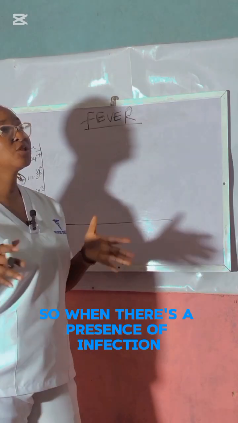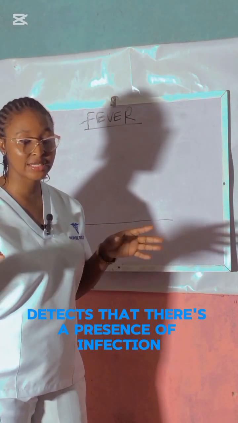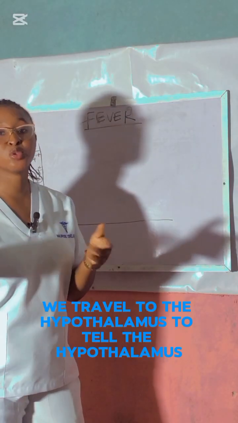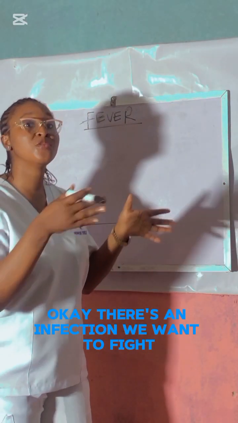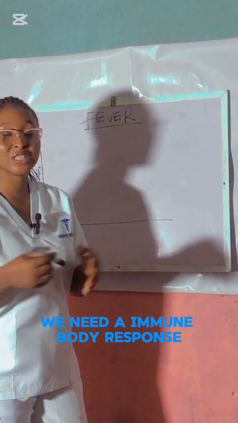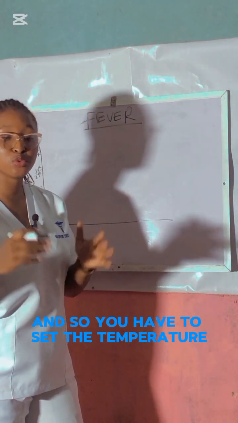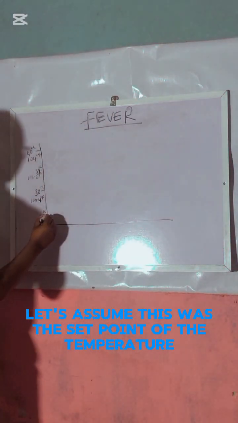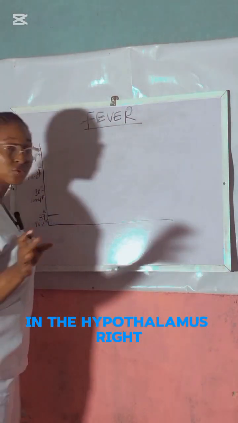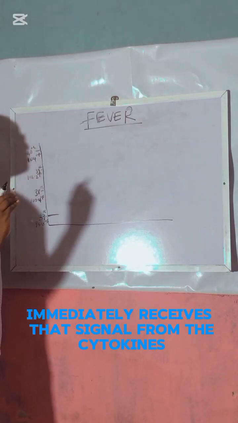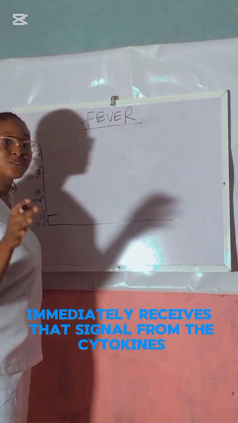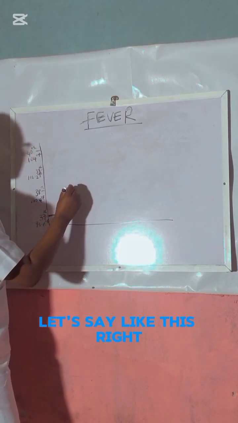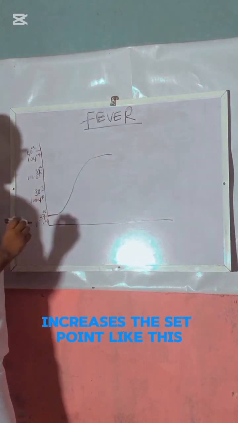So when there's an infection, the white blood cell detects the presence of infection and then releases cytokines, which travel to the hypothalamus to tell the hypothalamus, okay, there's an infection, we want to fight. We need the immune response, and so you have to increase the set point of the temperature. So let's assume this was the set point of the temperature of the hypothalamus, right? So immediately it receives that signal from the cytokines, it increases the set point. Let's say like this, right? It increases the set point like this.